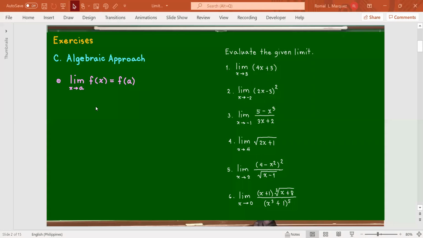So, exercises on limits of functions, algebraic approach. Let's take a case where the limit of f of x as x approaches a is simply equal to f of a, that is, just the value of the function when x equals a. Now, for the limit of f of x as x approaches a to be equal to f of a, it must be something like this, no?